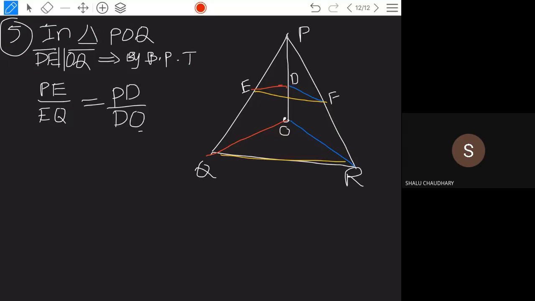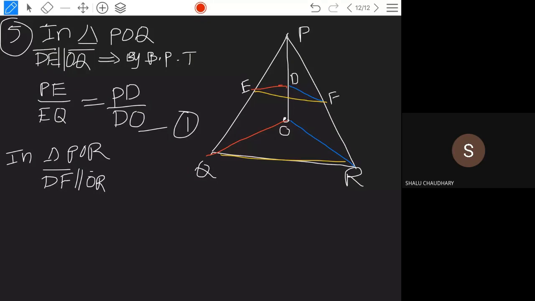PE by EQ is equal to PD by DO. So you keep this aside. In the same way, you take the triangle POR. In the triangle POR, what is given here? DF is parallel to OR. DF is parallel to OR is given.